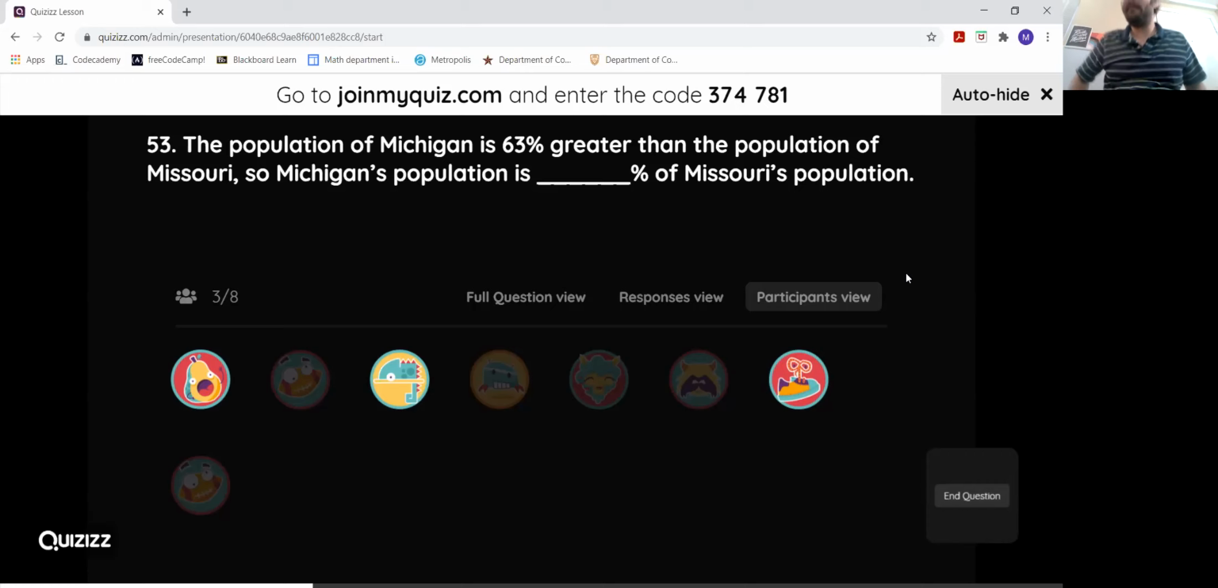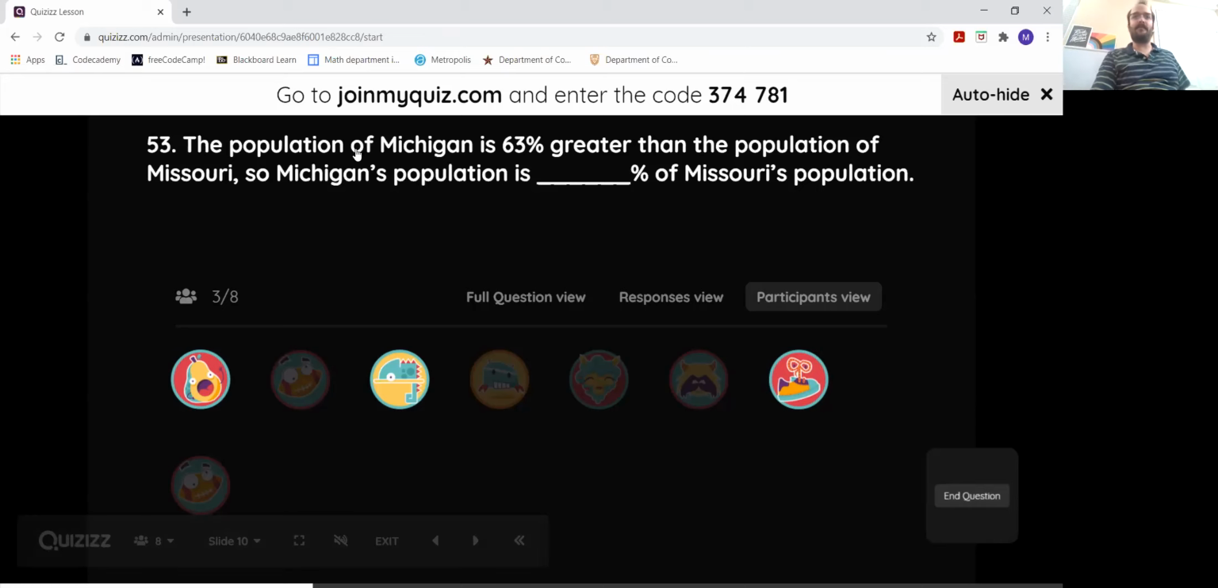Could you explain that again? Okay, so in order to get to Michigan's population, which is 63% greater than, you would take 1 of Missouri's population and you would add 63% of Missouri's population to it. So how much is 1 of the population in percentage?